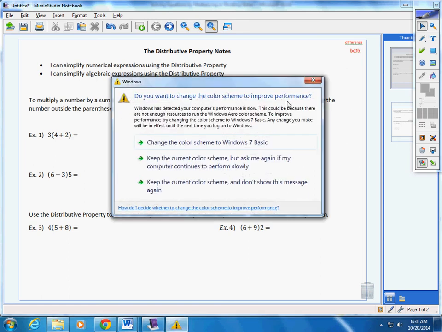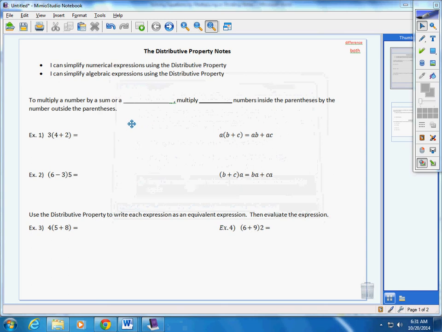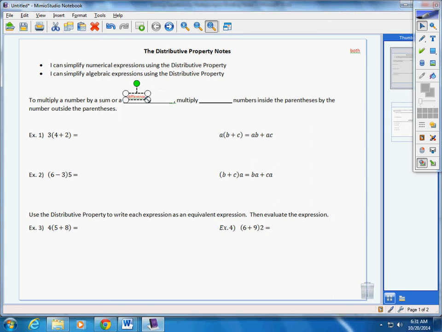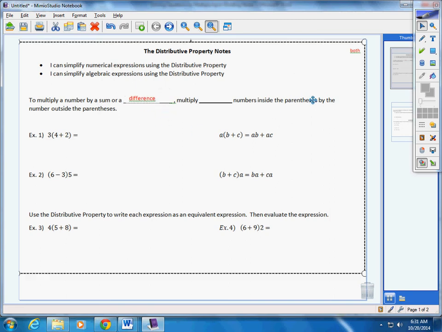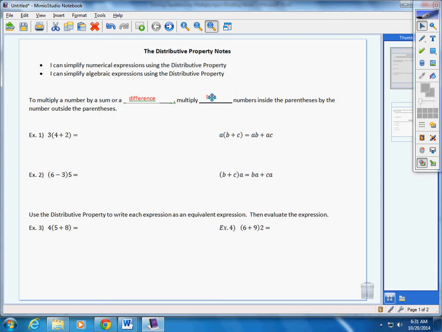Alright, let's start off with our first definition here. It says to multiply a number by a sum or a difference, multiply both numbers inside the parentheses by the number outside the parentheses. So basically that's saying to multiply a number, like in example 1, we have the number 3 by a sum or a difference. In example 1, we have a sum, it's 4 plus 2. In example 2, we have a difference, 6 minus 3.